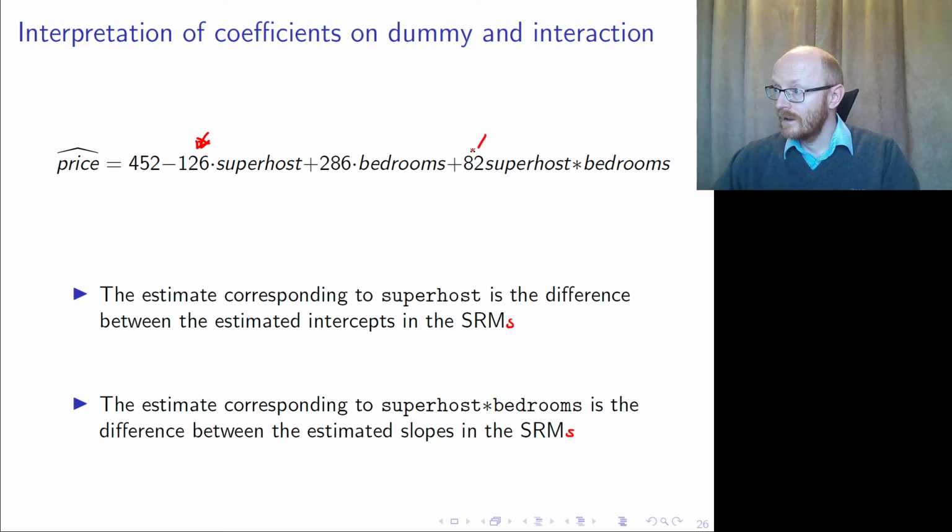And also the coefficient on the interaction term corresponds to the difference between the two slopes. So now you can actually check the coefficient on the interaction term and see if there is a statistically significant difference between the slopes of the groups.